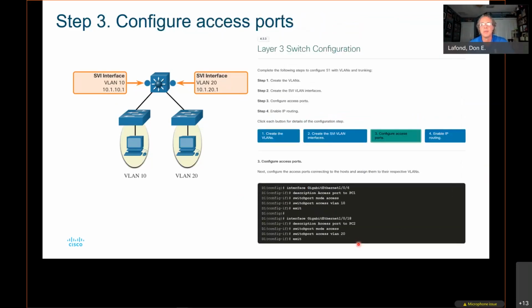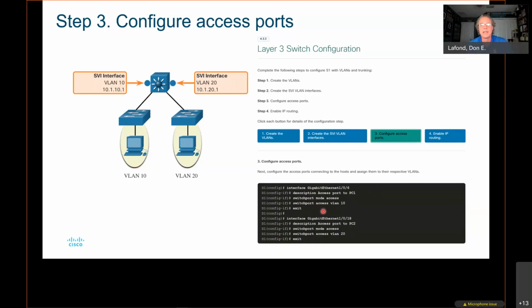The third step, we have to configure the access ports. So interface gigabit 1/0/6, access port to PC1. That's this port right here. We haven't stopped the fact that we're still routing. Just like we did earlier with the router on a stick, we still have to set it up as an access port. So it's description, access port. Again, that's nice to have, not required. Then switchport mode access, we're saying that is an access port. It's going to one device.